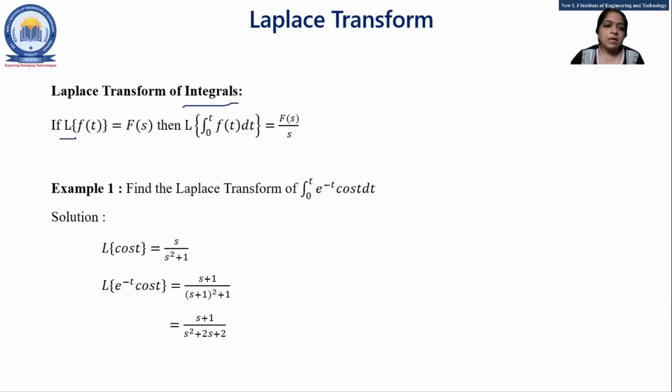See, Laplace of f of t is equal to F of s. Then Laplace of the integral from 0 to t of f of t dt is equal to what? F of s upon s. See students, this is the basic rule. Laplace of f of t is equal to F of s. But if you are asked to find the Laplace of an integral whose limits are 0 to t, with the function of t with respect to dt, at that time you have to put F of s upon s, keeping F of s the same.